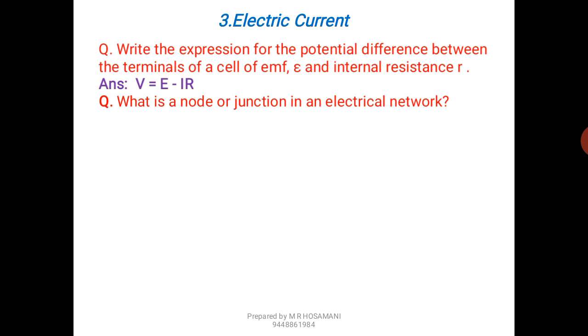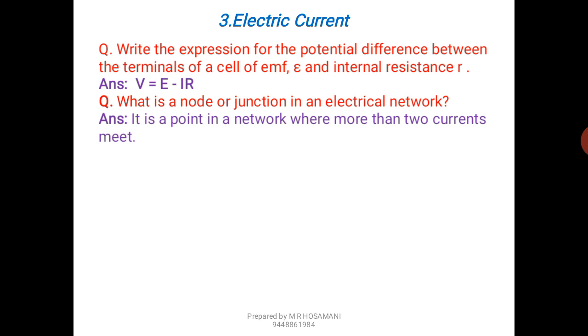What is a node or a junction in an electric network? Node or junction means it is a point in a network where more than two currents meet. So more than two means minimum three, remember.